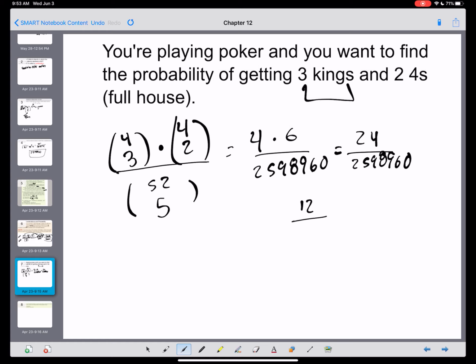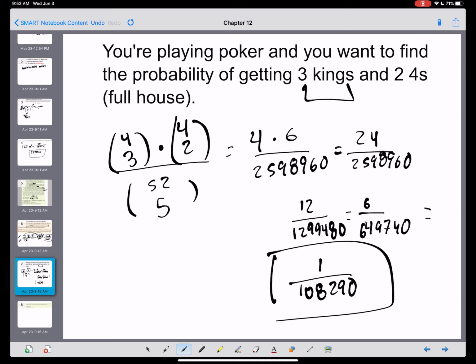So I get 12 over 1,299,480. I don't know. Let's try 2 again. 6 over 649,740. I'm just reducing at this point, guys. Let's go one more time. I don't know. Can this be divisible by 6? Oh, it can't be. So there's 1 over 108,290. Cool. That's my probability of doing that. Super small.